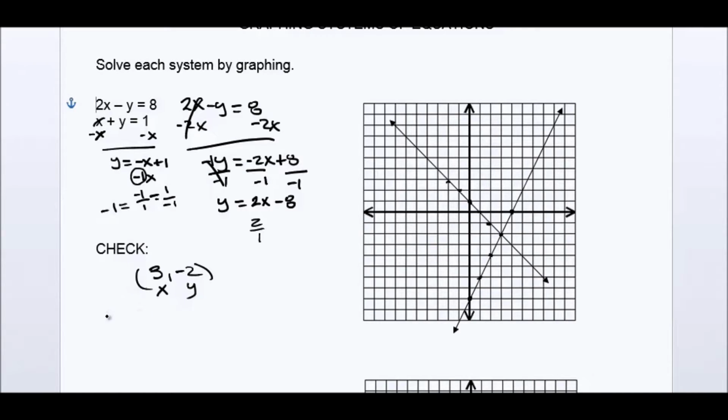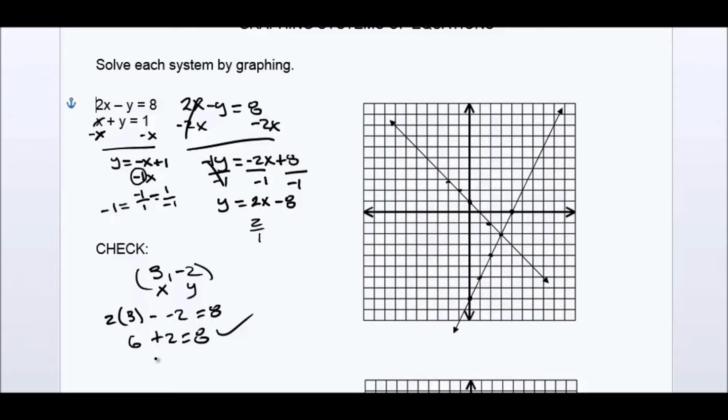So let's do the first one. We see 2x minus y equals 8. Instead of 2x, it's 2 times 3. Instead of minus y, it's minus a negative 2, equals 8. 2 times 3 is 6, minus a negative 2 is plus 2, equals 8. Is that true? Yes.